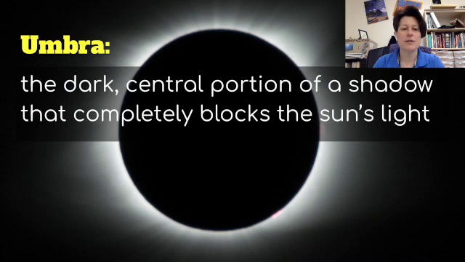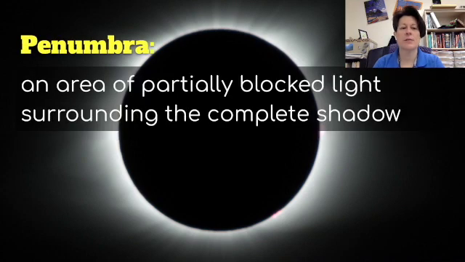There are two parts to the shadow. There's the umbra, which is the dark central portion of a shadow that completely blocks the sun's light in this picture. And there's a penumbra. It's an area of partially blocked light surrounding the complete shadow. That's like that first picture where you just saw a little bit of the sun being blocked. That would be if you are in the penumbra.